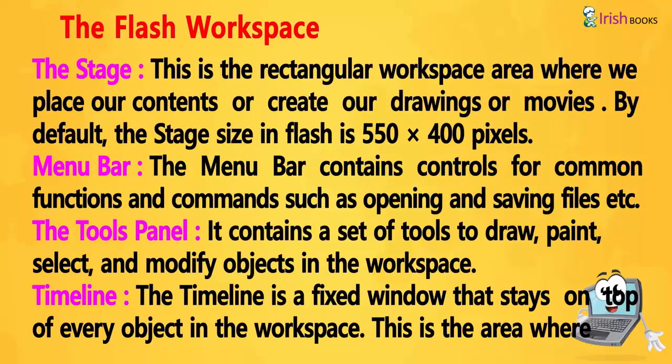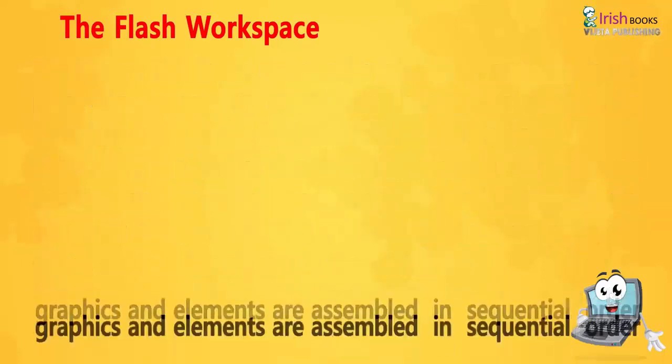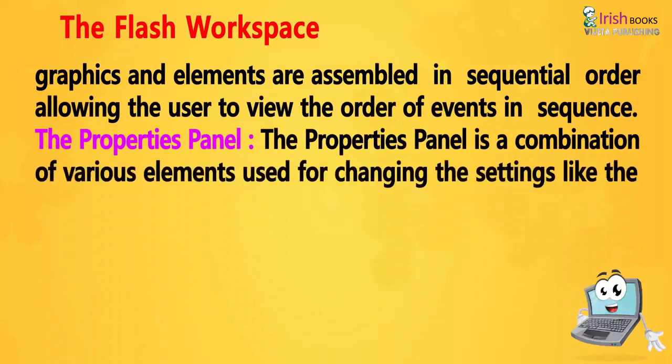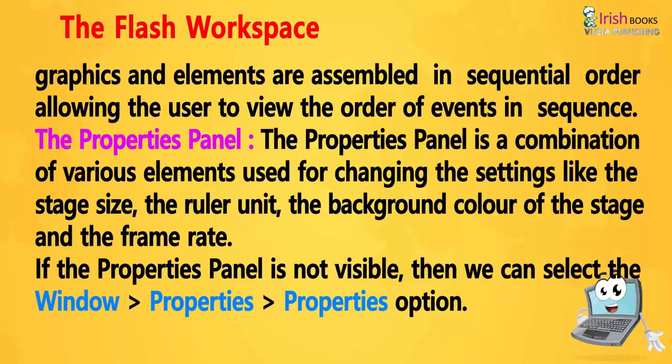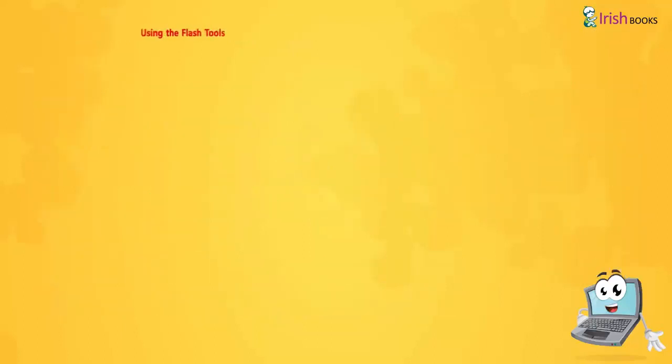Timeline. The timeline is a fixed window that stays on top of every object in the workspace. This is the area where graphics and elements are assembled in sequential order, allowing the user to view the order of events in sequence. The Properties panel. The Properties panel is a combination of various elements used for changing the settings like the stage size, the ruler unit, the background color of the stage and the frame rate. If the Properties panel is not visible, then we can select the Window, Properties option.